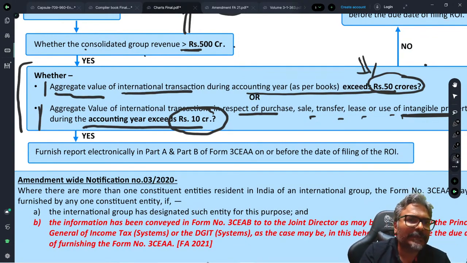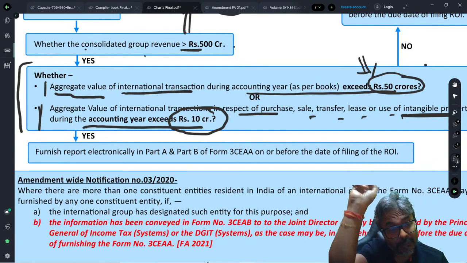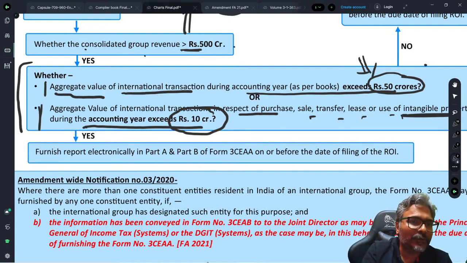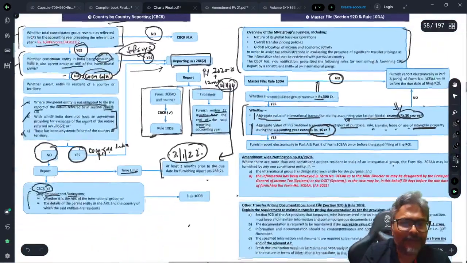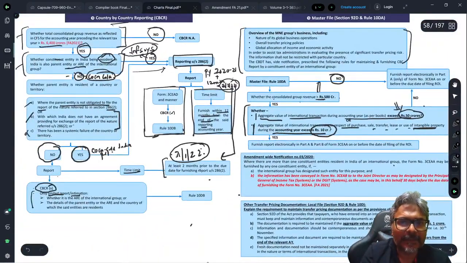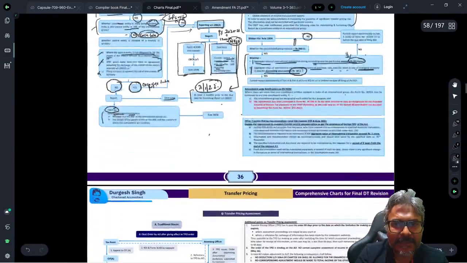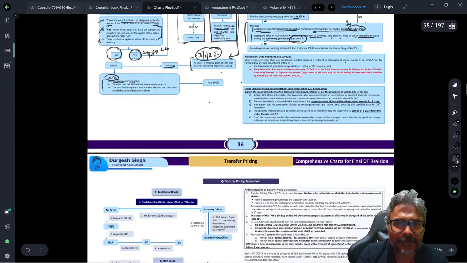If one of the two conditions is satisfied, along with that original condition, then as I told you, the master file, students, needs to be filed in this regard. The master file needs to be filed in this regard. I hope that this point is well taken by all of you, students, in this context. So, students, this is what it is, and we are done with this particular proposition.